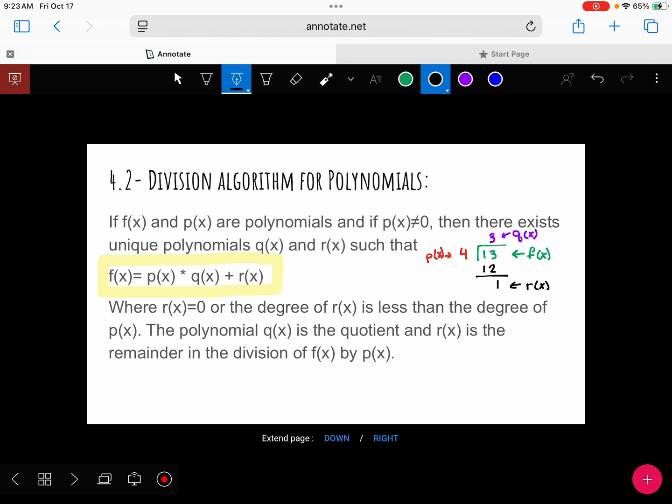When we are done, and we'll know we're done dividing, our R of x, our remainder, will either be 0 or have a smaller degree than our P of x. So if this still has the same as or larger degree than this, then we need to keep going and do another round. If this has a smaller degree than that, we cannot divide any further.